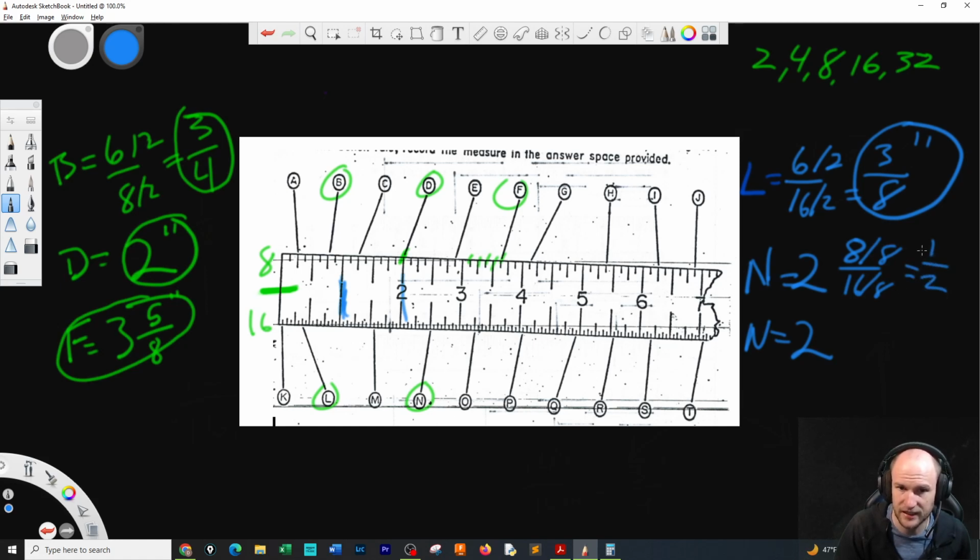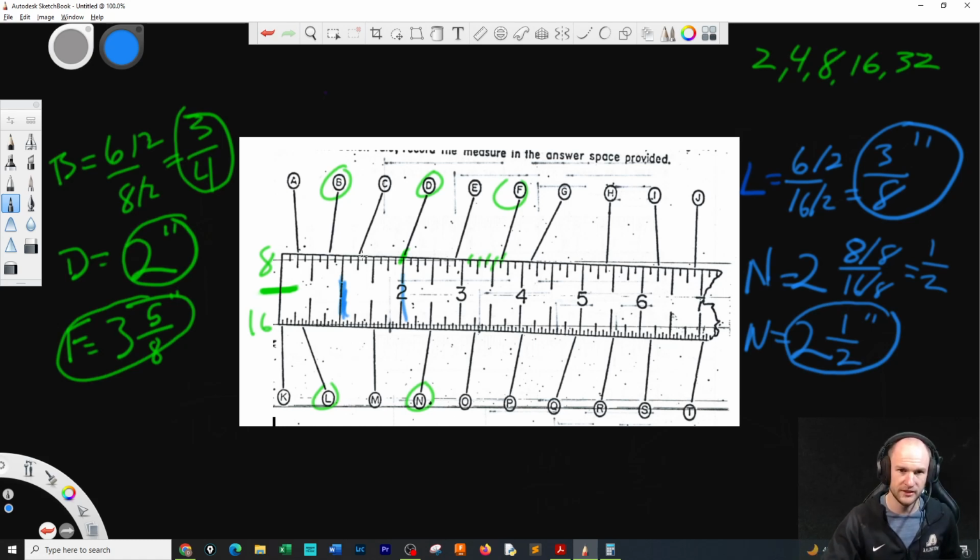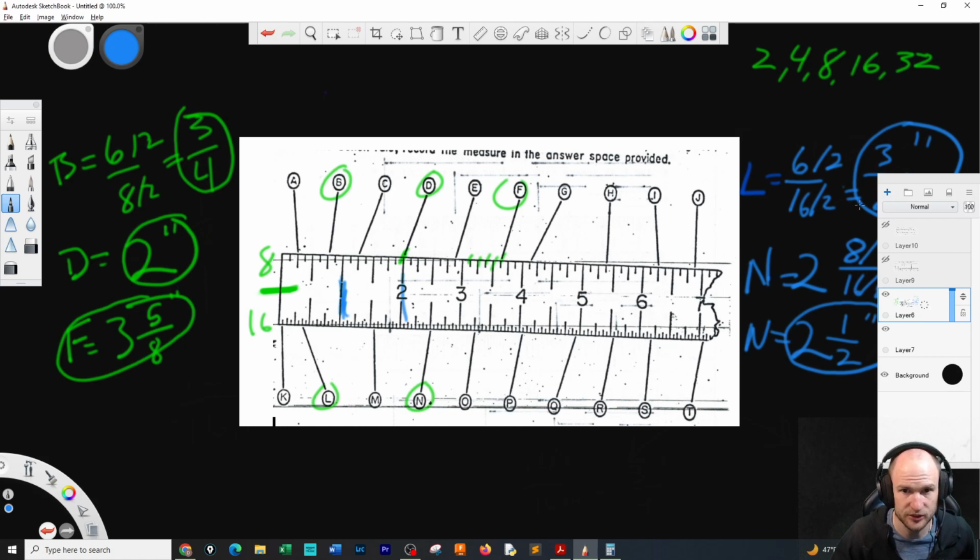Now, this gets kind of confusing to look at, so I'm just going to rewrite it down here. We still keep the whole inch. That doesn't get affected. We just reduce the fraction to a half. So 2 1/2 is our answer for N. And that is like a quarter of the assignment done for you. So what a deal. So that's measurement sheet 1.